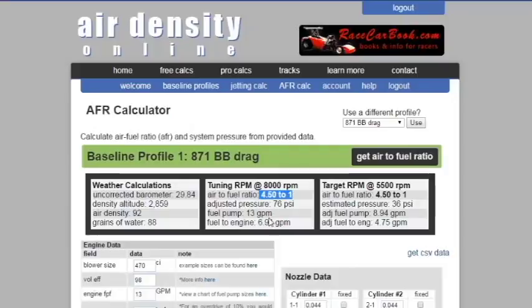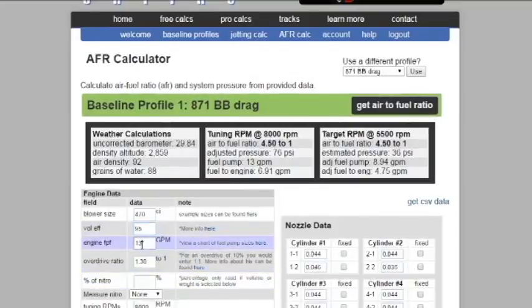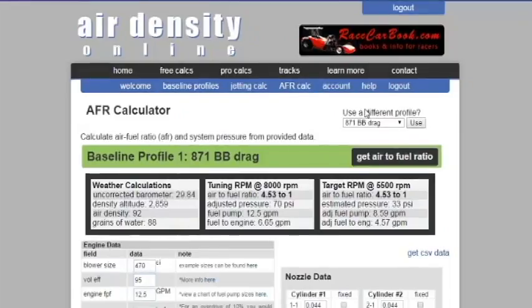Okay, coming back here, I'm going to take the 98 and put it back to 95. Now I'm going to go down to the fuel pump, and I'm going to change this from 13 to 12.5. That would be for where the fuel pump is worn for a season of racing. Okay, we're back up to that 4.5 or more air-to-fuel ratio. Combine that with a resealed blower. Go to 98% on the resealed blower. And we're now at a 4.68. We're getting dangerously lean on this combination.